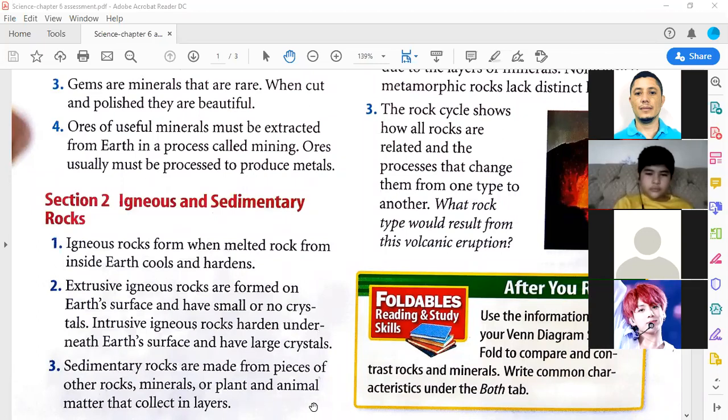I don't know. Ores of useful minerals must be extracted from earth in a process called mining. Ores usually must be processed to produce metal.